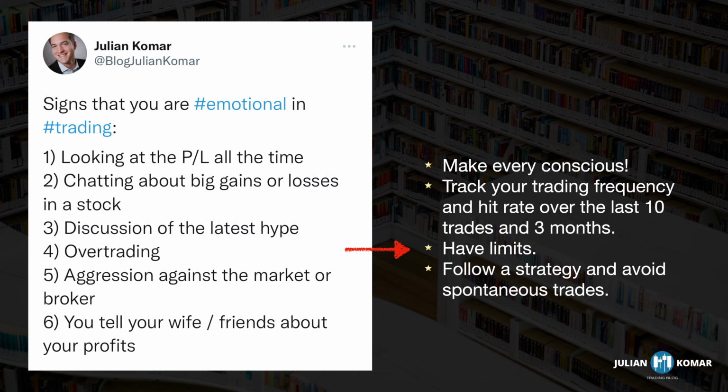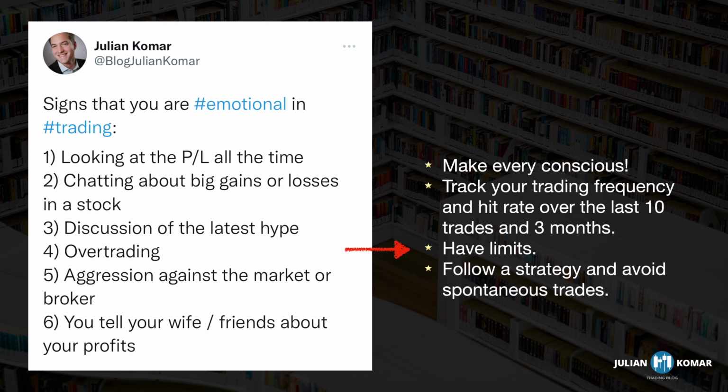And if you see that you only have a hit rate of, say, 10% or 20%, then stop trading. Wait for a better situation. And the same thing, have limits. So have a limit, for example, only to make a maximum of 2 or 3 trades per day. So do not make 10 trades on a given day. Have also limits for capital. That helps you to overcome overtrading. Make things conscious, track them, and have limits.